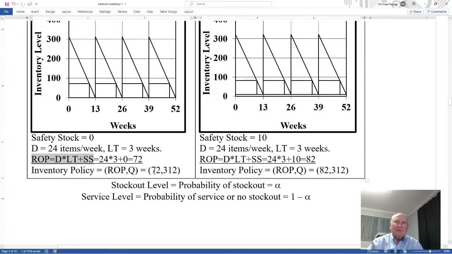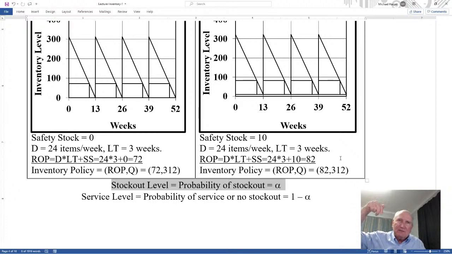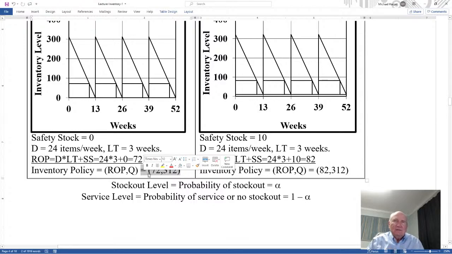So here we have 72, 312 and here we have 82, 312 for the very same inventory item. The only thing that's different is the safety stock. Which one of these will have the greater stock out level? The 72, 312, the left one, or the right one? Remember, stock out level is inversely related to the safety stock, so the left one will have a greater stock out level because it has a lower safety stock. If that's the only thing that changed, the first number has safety stock embedded in it. If you're only changing safety stock, then you know the safety stock in 82, 312 is greater than in 72, 312. And so 82 has a greater service level. That means 72 has a greater stock out level. Okay, and those are some of the relationships we'll use next week when we start interpreting this and applying it.